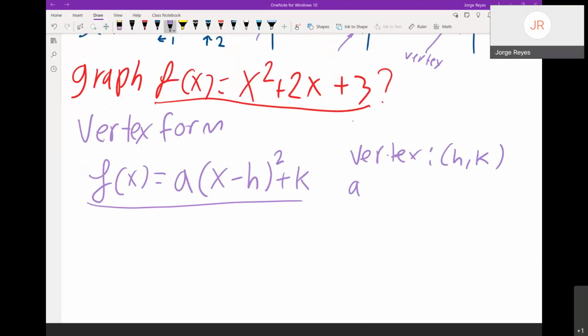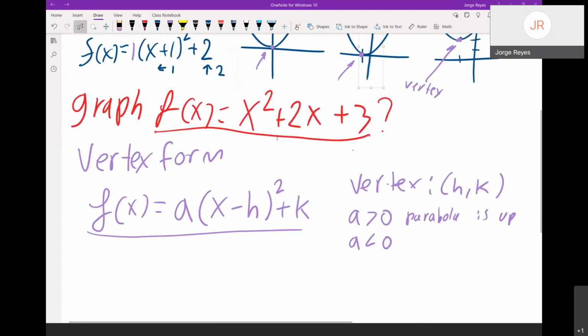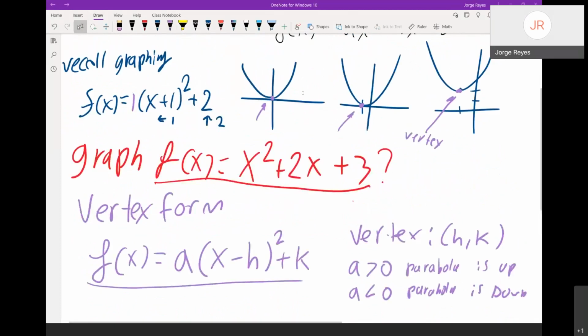And then also the a tells us something, okay? If the a is positive, the parabola is up, like this picture, right? Here a is 1, so the parabola goes up like normal. But if I had a negative number in front, then the parabola is down because, right, if we put negative numbers in front, that's like a reflection. So that's what this a does. It stretches, shrinks, but it also reflects.